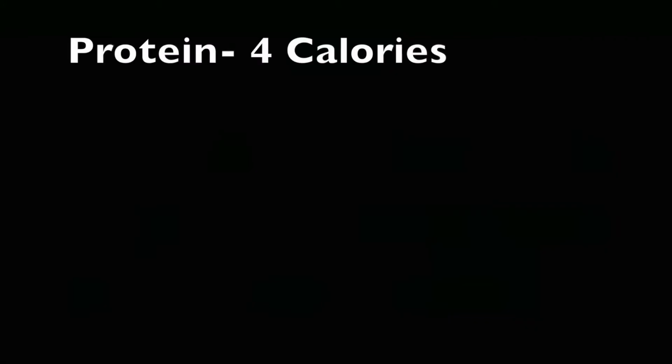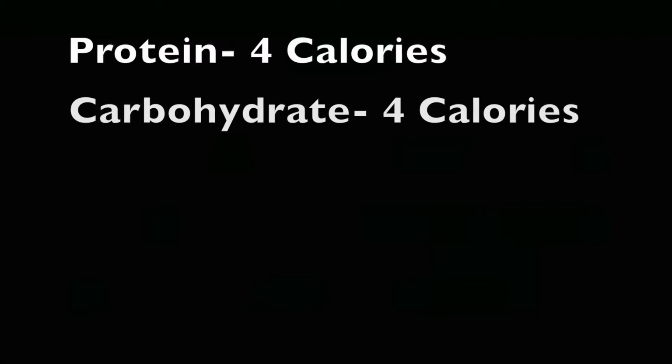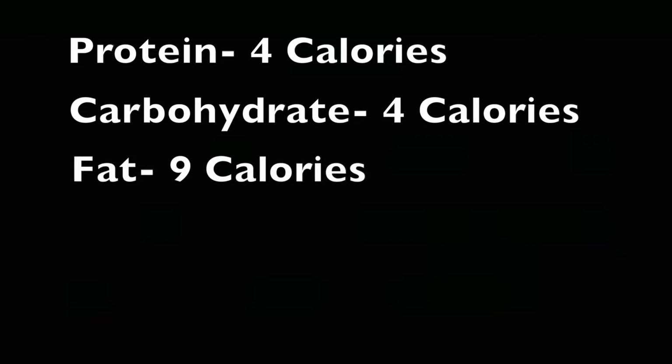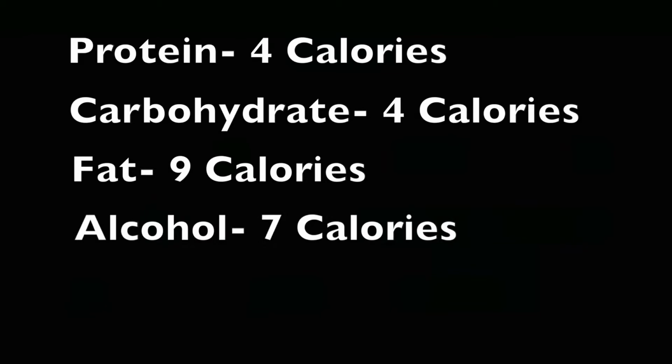The 4 components each provide a different number of calories per gram consumed. Protein is 4 calories per gram, carbohydrate, 4 calories per gram, fat, 9 calories per gram, and alcohol, 7 calories per gram. Notice that fat and alcohol provide more calories per gram than protein or carbohydrate.